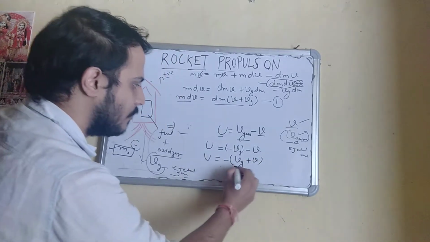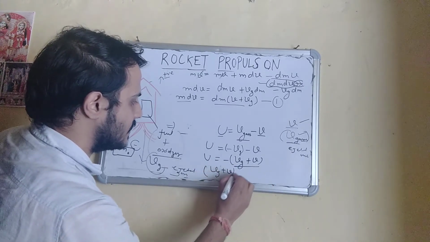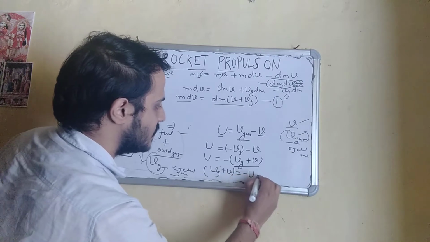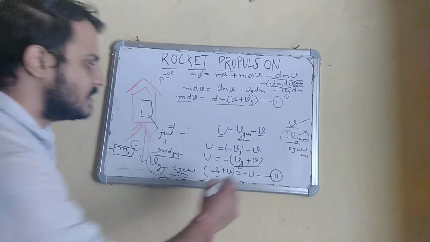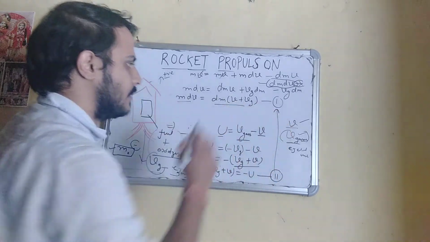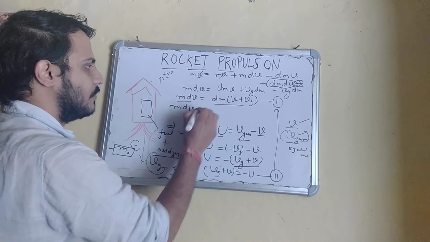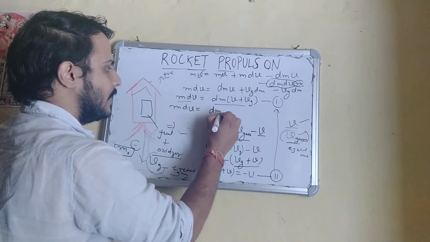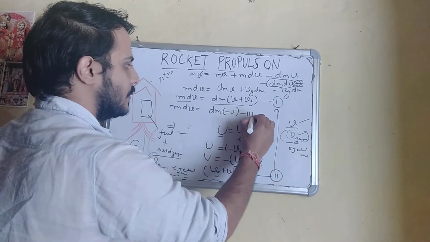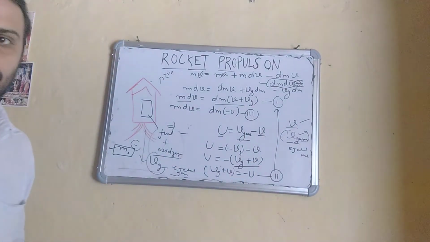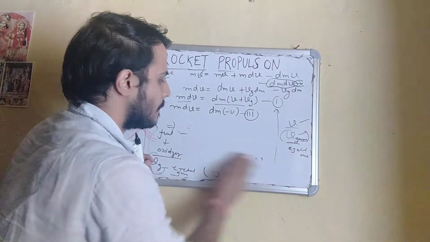So what is the value of Vg plus V? Vg plus V का वैल्यू आ जाएगा minus of U. We just note it as equation number second. So we just use that equation number second in equation number 1. So we have the expression as m dV is equal to dm into minus of U. Okay, this is our third equation and this is one of the most important equation जिसका हम आगे इस्तेमाल करने वाले हैं.